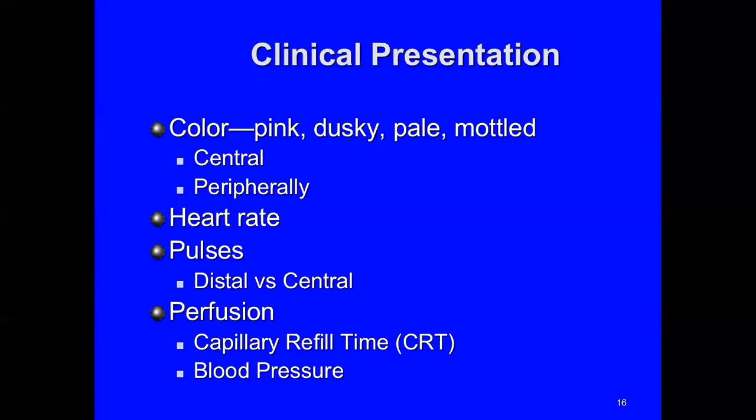Distal versus central, and also otherwise like the perfusion pressure. So these are some parameters that we can see in the case of respiratory distress of newborn babies.